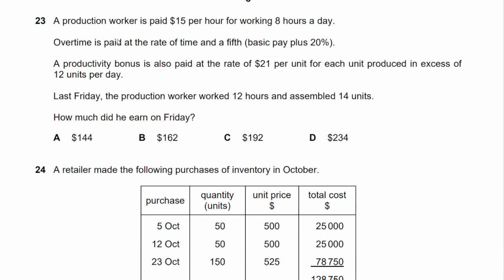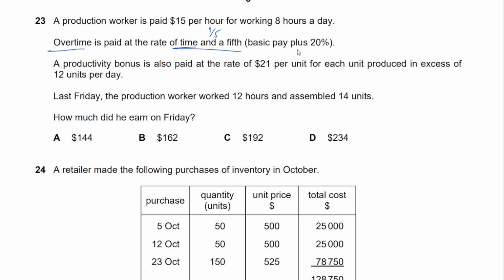23. A worker is paid $15 per hour for working 8 hours per day. Overtime is paid at a rate of time and a fifth. Time and a fifth. What does that mean? That means 1/5, right? Time and a fifth. So whatever they normally get plus 1/5 extra. So they get a rate of time and a fifth. Time means $15 per hour, and then a fifth of that extra for every overtime hour worked.